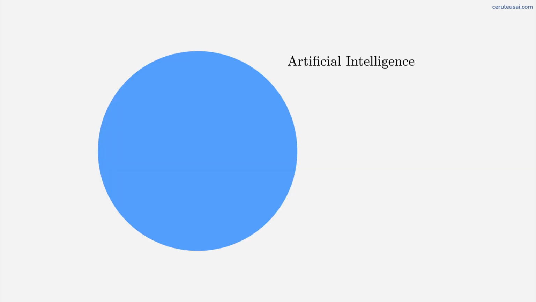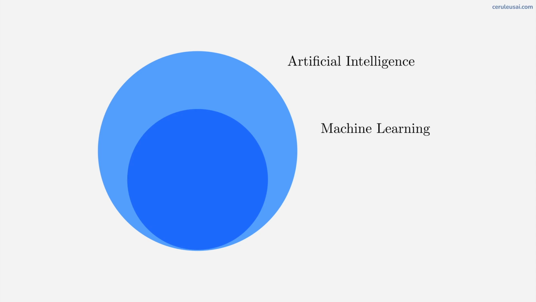Let's start with artificial intelligence, or AI for short. AI is just a big umbrella term referring to any technique that enables machines to mimic human intelligence. This could mean anything from simple algorithms to advanced robots to cutting edge language models. Next, inside the AI umbrella, we have machine learning. Machine learning is a subset of AI that focuses on teaching computers to learn from data rather than simply following predefined rules. Instead of telling a program exactly what to do step by step, we let it figure out patterns and make predictions based on examples.